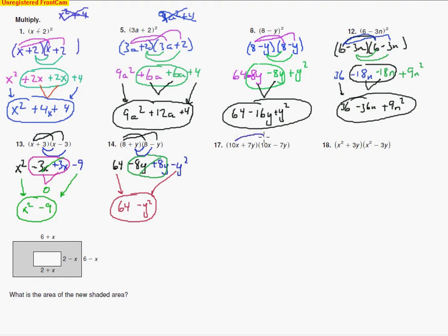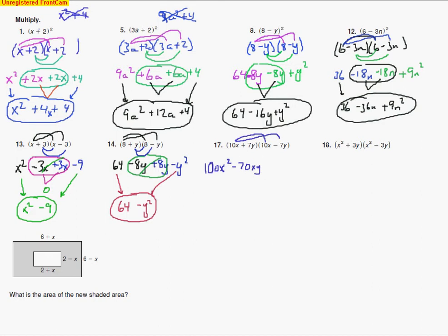We've got 10x and 10x. Careful on this one. A lot of people want to say 10x or 100x, and 100x would be closer than 10x, but it's still wrong. You see, it's an x times an x makes a 100x squared. So then we do 10x times negative 7y. So multiply the two coefficients. It makes negative 70. And then x times y just makes xy. Doesn't matter which order, just keep it consistent.